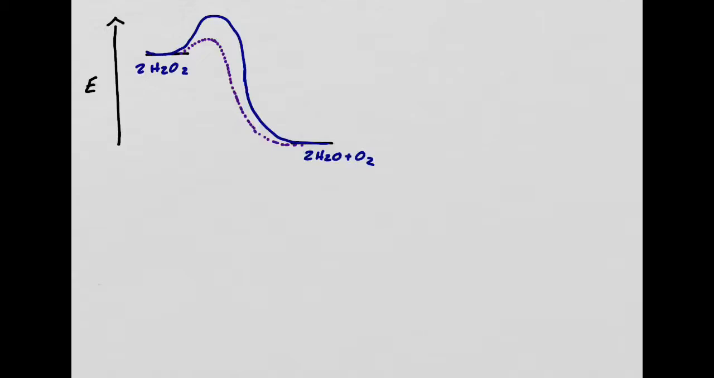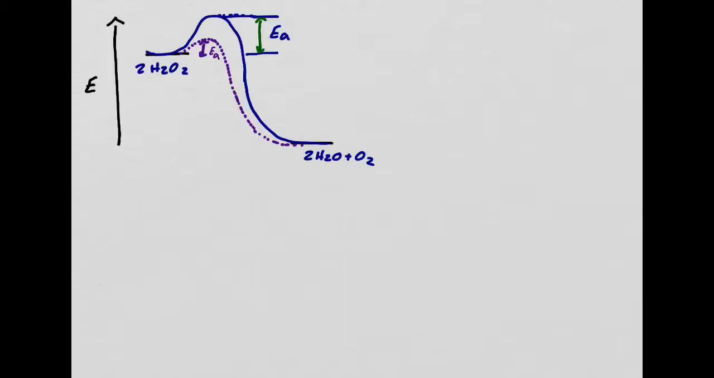Now, for the reaction that was not catalyzed, this was the activation energy. Now, for the reaction that is catalyzed, the activation energy is right here. That is the activation energy. So it lowered the activation energy by altering the reaction mechanism, by altering the path.